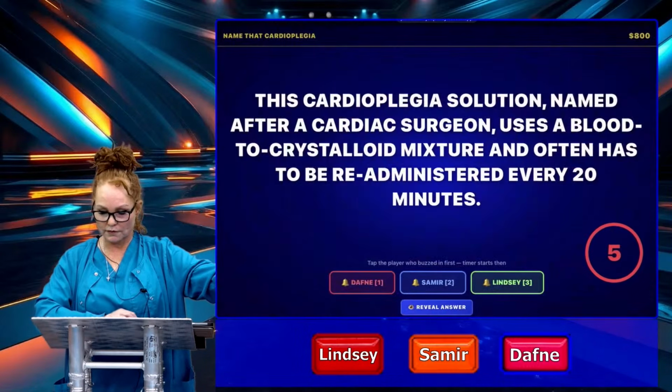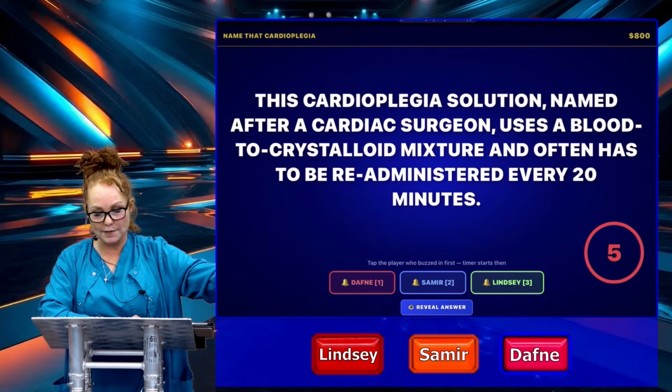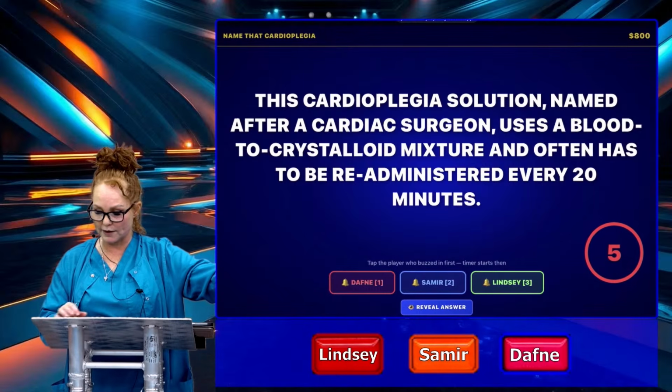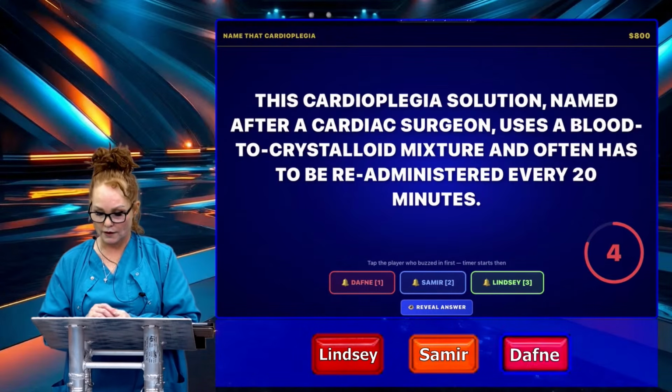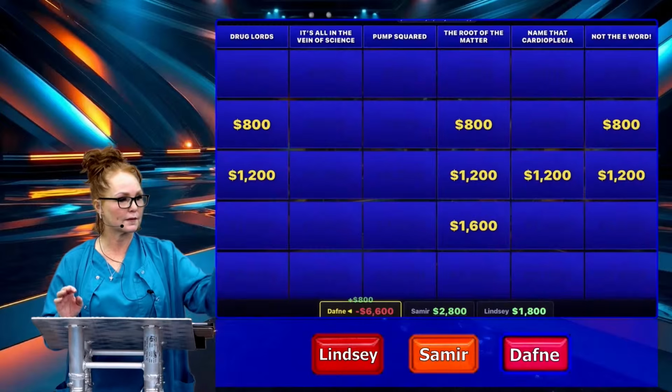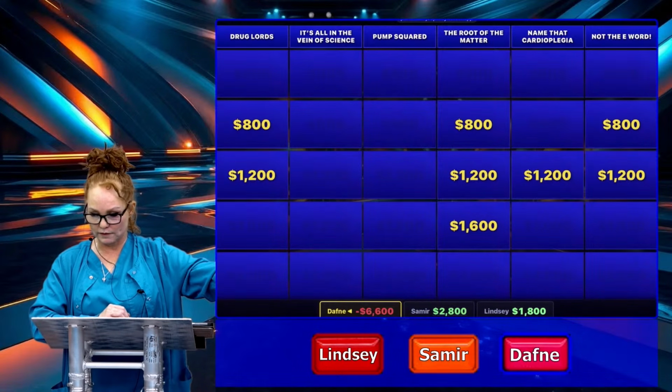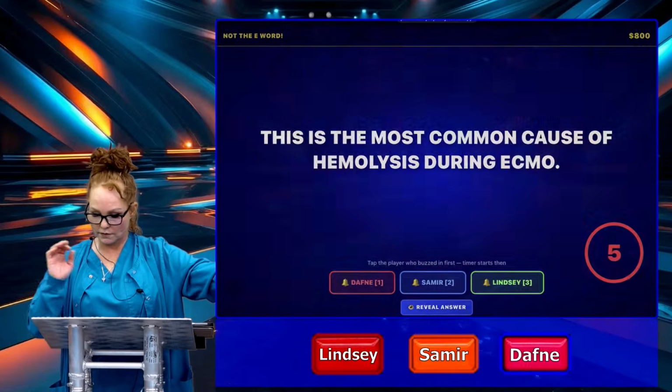Let's do name that cardioplegia 800. This cardioplegia solution, named after a cardiac surgeon, uses a blood to crystalloid mixture and often has to be re-administered every 20 minutes. Daphne, is this Buckberg solution? Good job. That is correct. Daphne, you have control. Let's do not the E word for 800.